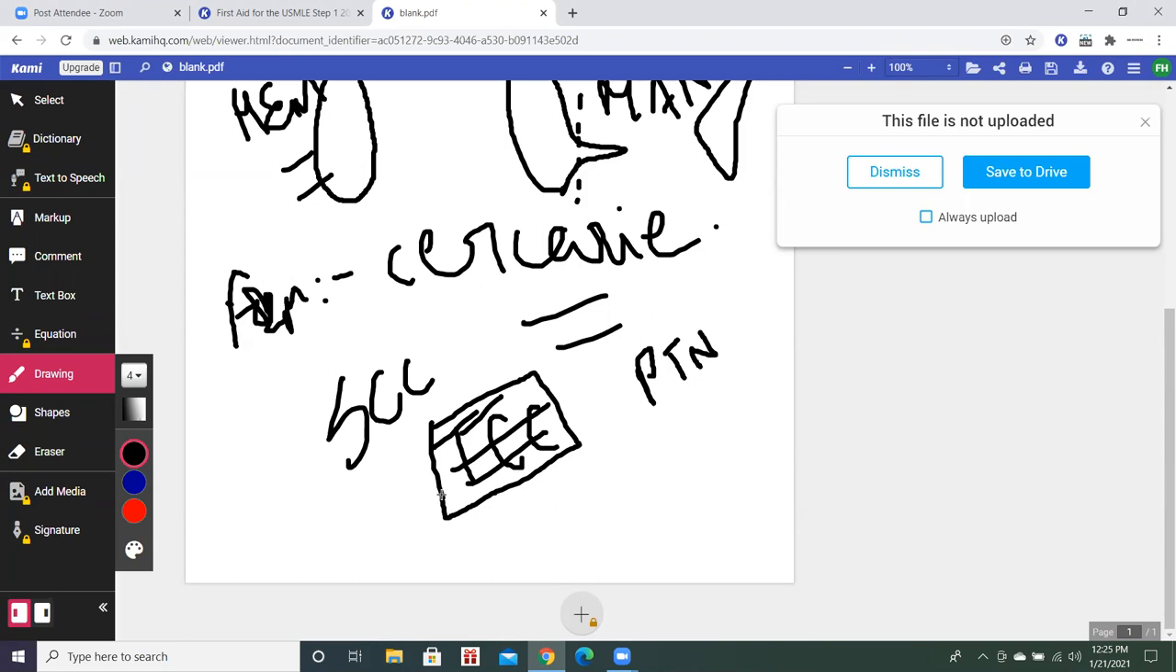Transitional cell carcinoma of the bladder is more prevalent in smokers because of the presence of nitrogenous compounds in cigarettes. So that's that. But squamous cell carcinoma is what happens in Schistosoma haematobium. Are we clear? Yes or no?